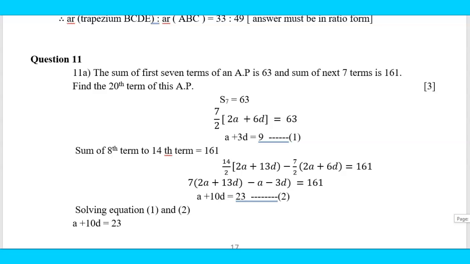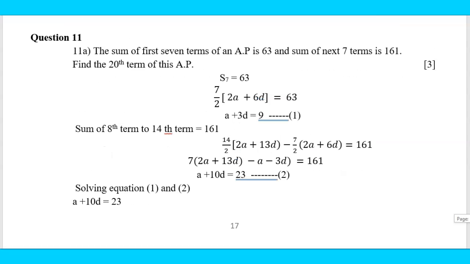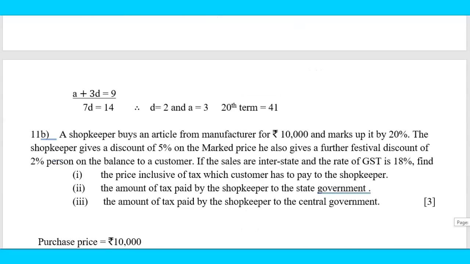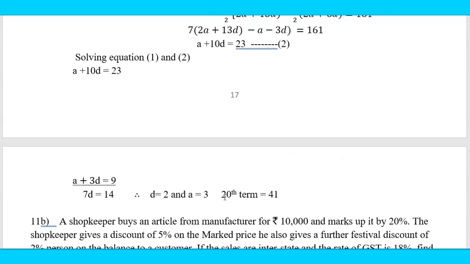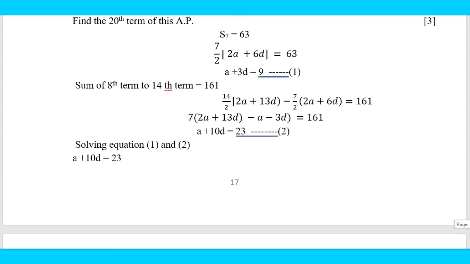In 11a, you have to find out the first 7 terms. The sum of the first 7 terms is 63, and the next 7 terms, that means the 8th term to the 14th term, sum to 161. If you use the formula for the sum of n terms, you will get one equation, and here you will get another equation. If you solve them, you will get the values of a and d, and using that you have to find the 20th term. Finding the 20th term is 1 mark, getting the values of a and d is 1 mark, and substitution in the formula gets 1 mark.